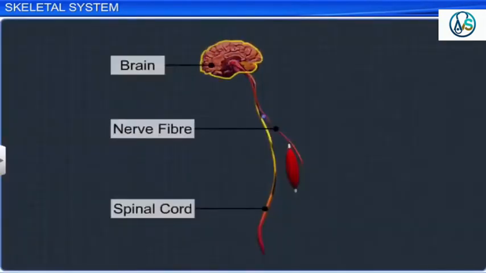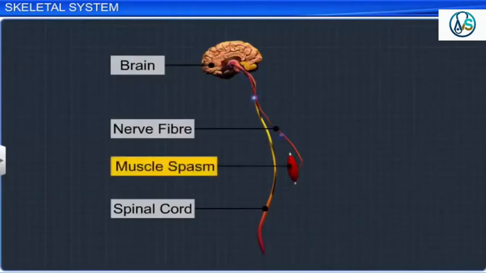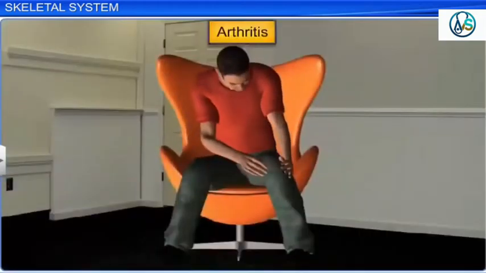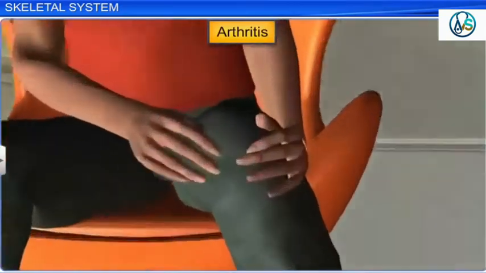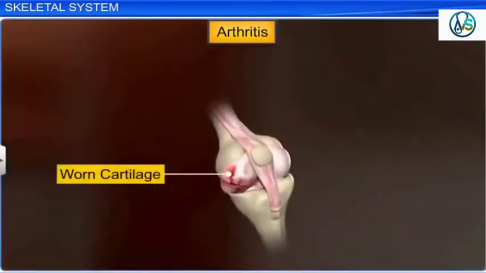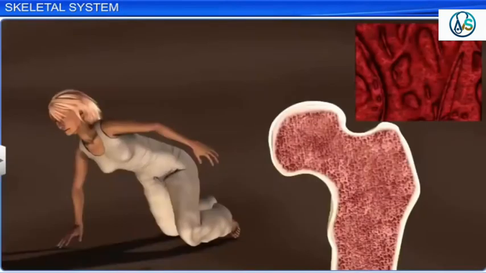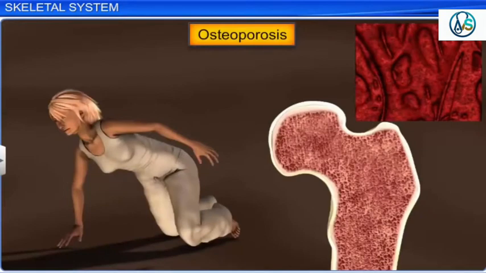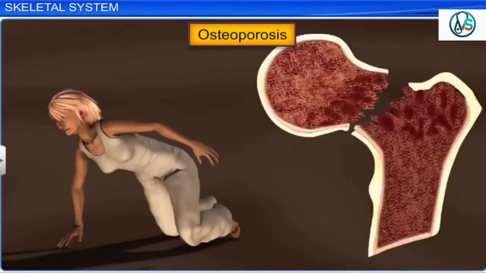Another disorder, tetany, causes rapid spasms in the muscles due to calcium deficiency, whereas arthritis is the inflammation of joints, a disorder commonly seen in elderly people. Elderly people also suffer from osteoporosis, which is characterized by a decrease in bone mass, which increases the chances of fractures.